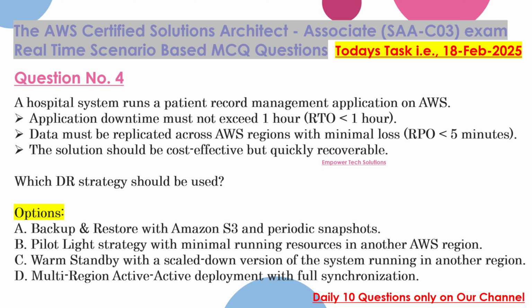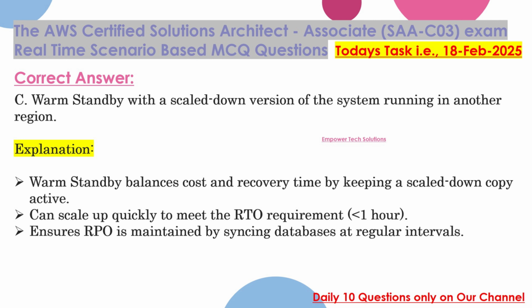Options: A. Backup and restore with Amazon S3 and periodic snapshots. B. Pilot light strategy with minimal running resources in another AWS region. C. Warm standby with a scaled-down version of the system running in another region. D. Multi-region active-active deployment with full synchronization. Correct answer: C. Warm standby with a scaled-down version of the system running in another region.